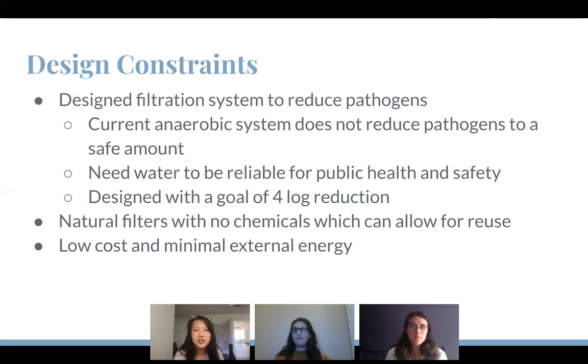The design constraints, which I touched on, are that the system is to reduce pathogens. Currently, the anaerobic system doesn't reduce pathogens to a safe amount. So a need for water to be reliable for public health and safety is to design for a goal of 4 log reduction. This also reduces fecal coliforms, and the natural filters with no chemicals will allow for possible reuse of the materials, and we wanted it to be low cost.